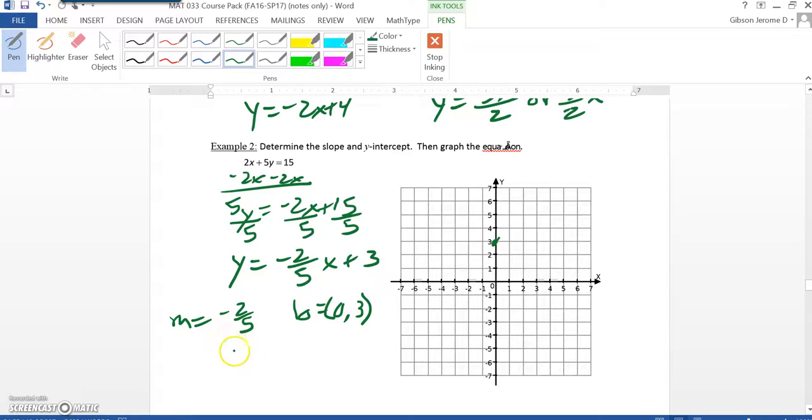Now we could reverse this, because this could also be written as 2 over negative 5. So we could go back to this point, and we can go up 2, and then 5 to the left. And then we will have our line. Now I know that these points have disappeared, but you can go back on the video and see these points. It'll be here, and it'll be here. And then you can connect the points.